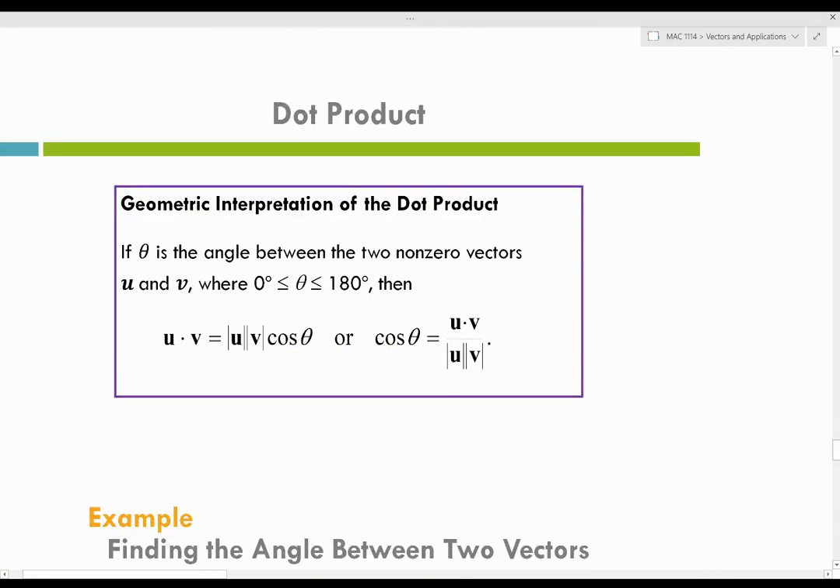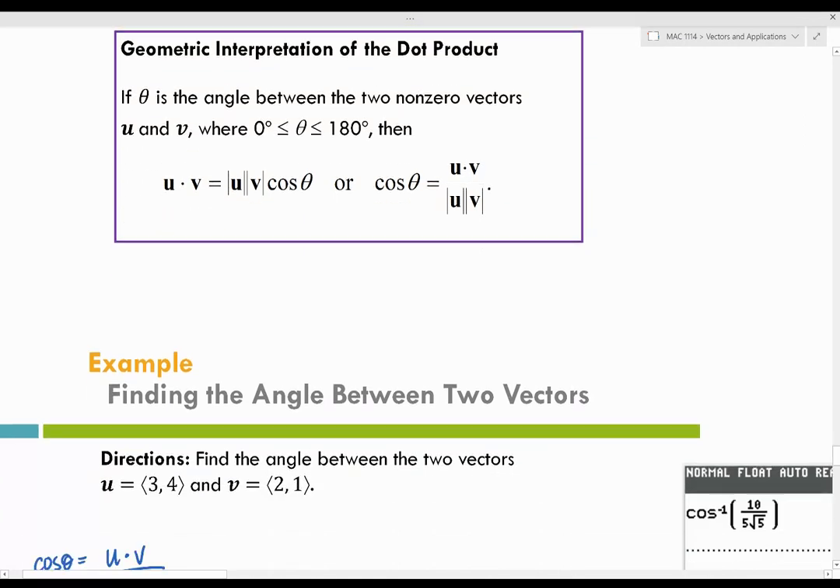Now the dot product has some special geometric interpretations. It says if theta is the angle between two non-zero vectors, u and v, where theta is between 0 and 180 degrees, then the following holds. You have u dot v equal to the magnitude of u times the magnitude of v times cosine theta, or you can rearrange that formula to get cosine theta equals u dot v over the magnitude of u times the magnitude of v. We're going to use that formula in the following problem.